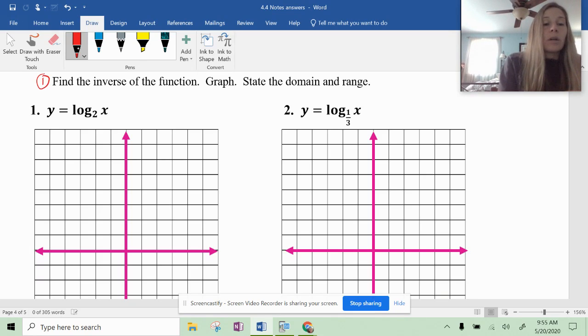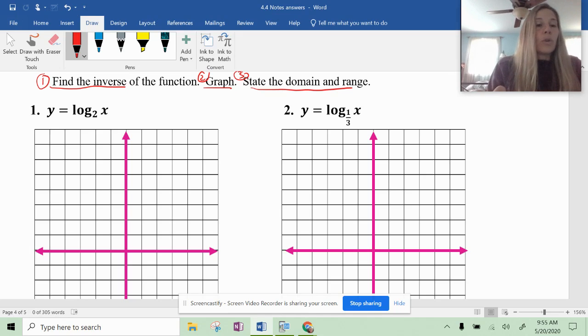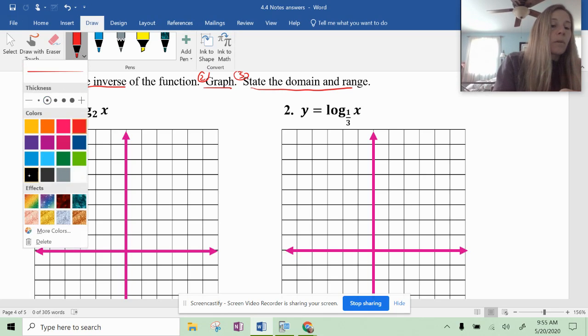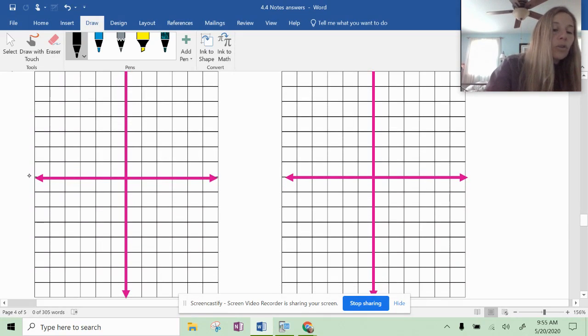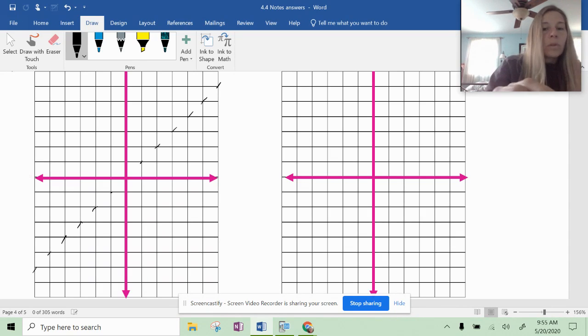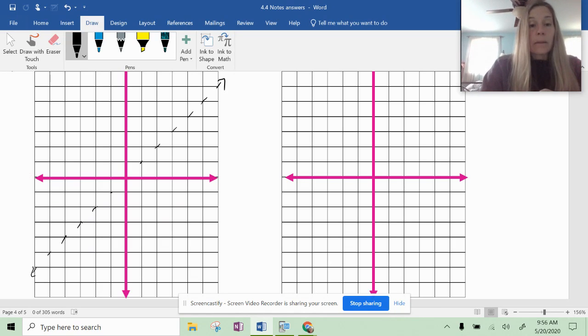Now, it says find the inverse. That's the first thing we're going to do. Find the inverse. 2, we're going to graph, and then 3, we're going to state the domain and range. So now, one thing you'll notice about inverses, with these exponential functions and logarithmic functions, they're going to be reflections over this line here, y equals x. So this is the line of reflection that we're going to see if we do it correctly.